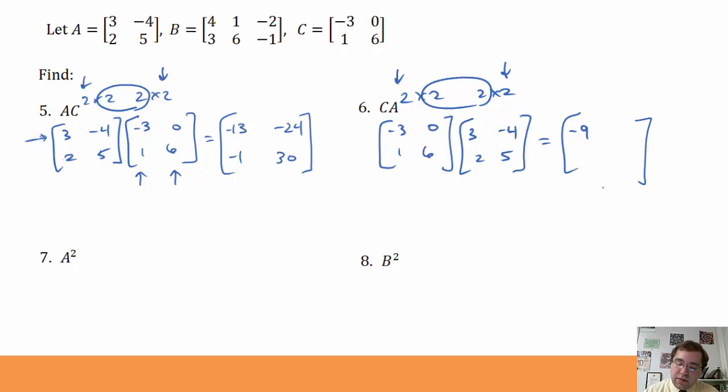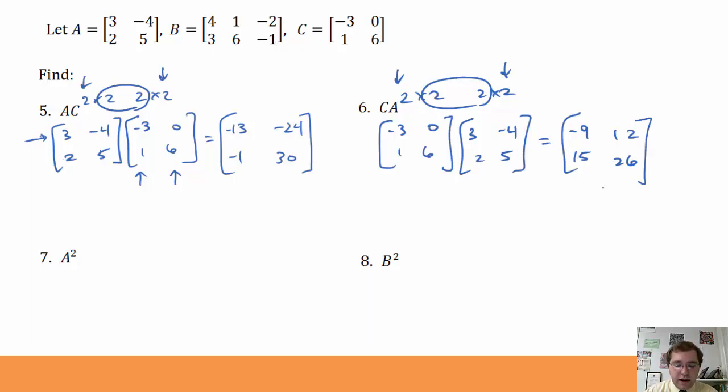Alright, top right corner, first row, second column. Negative 3 times negative 4 is 12, plus 0 times 5 is 0. I get 12. Bottom left corner, second row, first column. So 1 times 3 plus 6 times 2. That's 3 plus 12, and that's 15. Bottom right corner, second row, second column. 1 times negative 4 plus 6 times 5. That's negative 4 plus 30, which is 26.